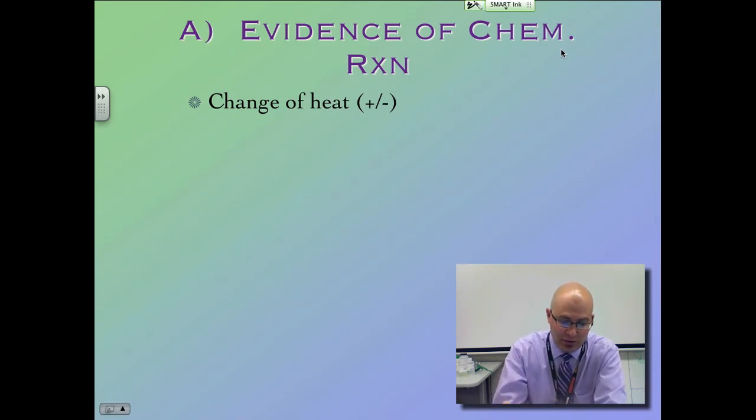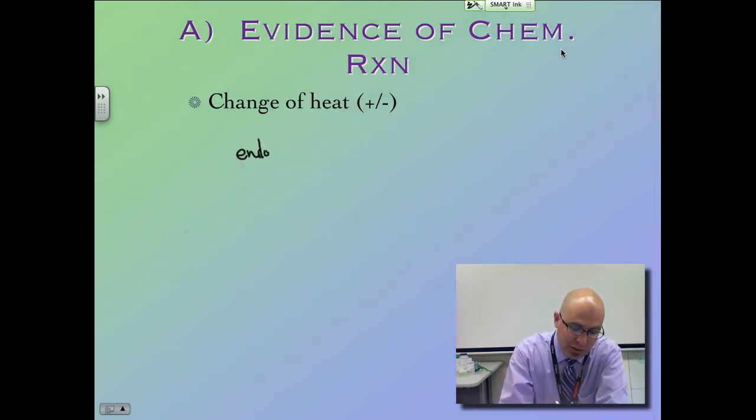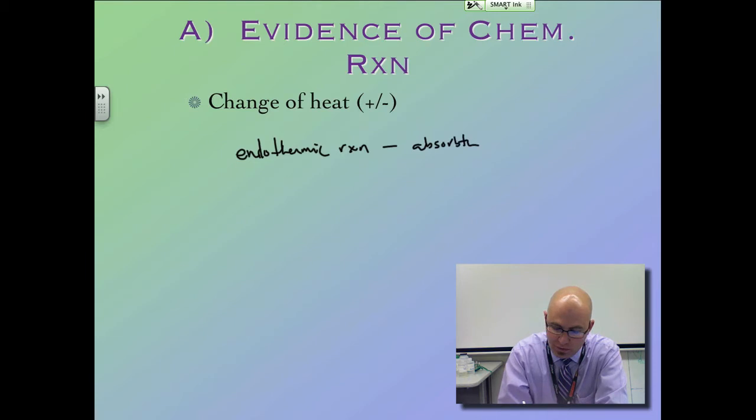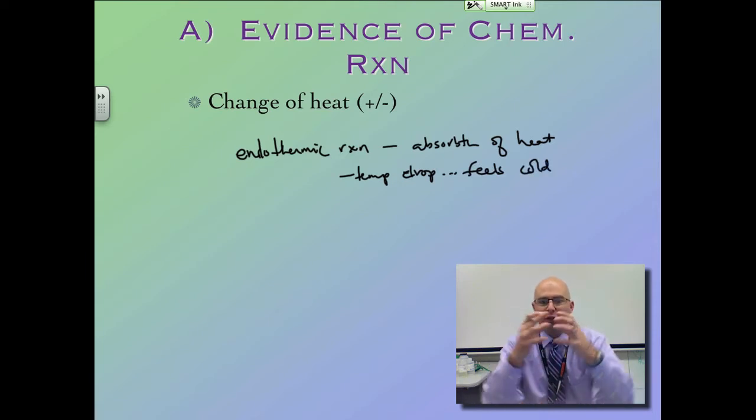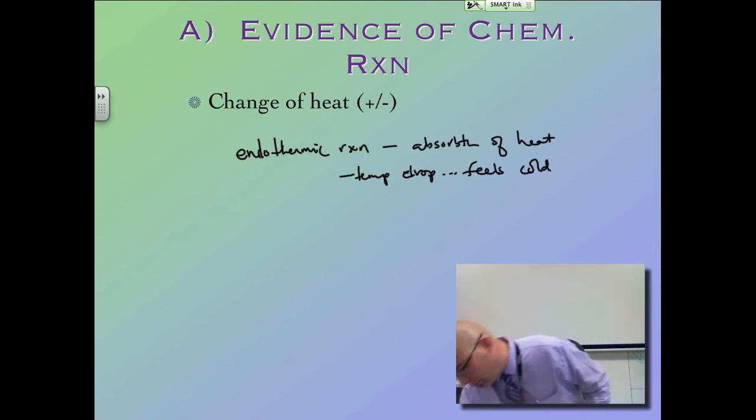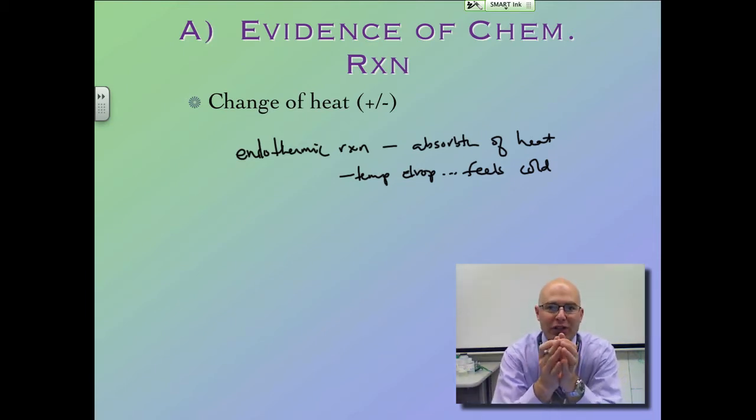There are two different types of heat. We have endothermic reactions. Endothermic is the absorption of heat. And these make the temperature drop. Or in other words, it feels cold on your hands. And this would be like if you're holding a beaker and the reaction's taking place in there, it's absorbing heat, and so it's feeling cold. Your hand will actually feel cold as you're holding this beaker.